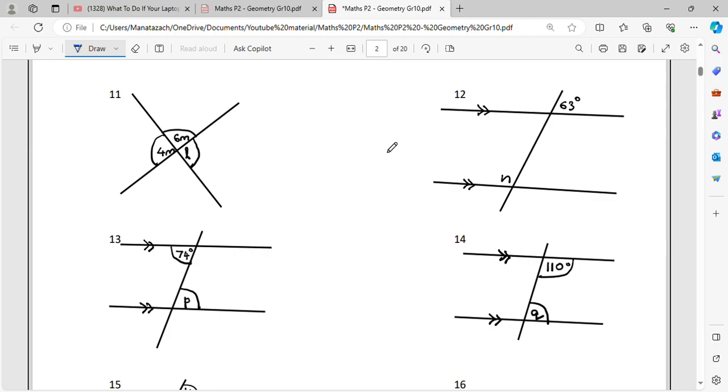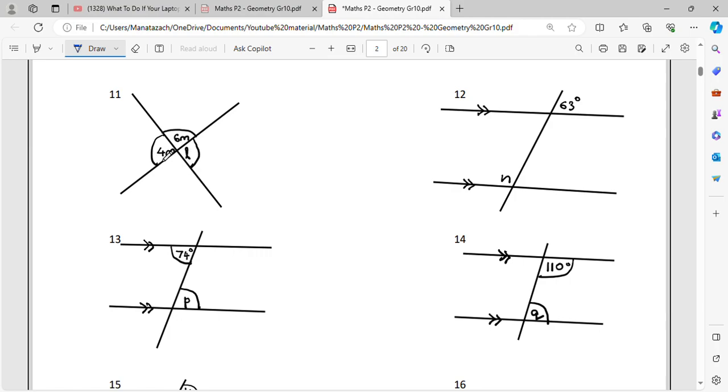Today we'll be doing grade 8 mathematics paper 2, doing geometry of straight lines and parallel lines. So let's start with today's lesson. We are asked to calculate the size of the letters.